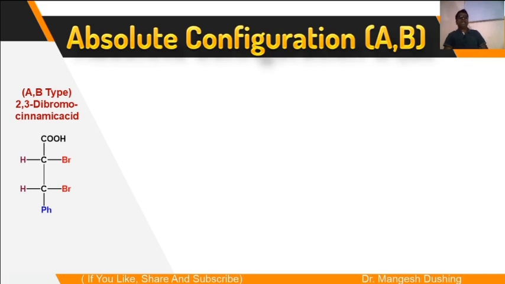Now we will see the absolute configuration for the compounds which contain AB type of chiral centers. So this is the example for AB type of chiral centers. The name of this compound is 2,3-dibromocinnamic acid.